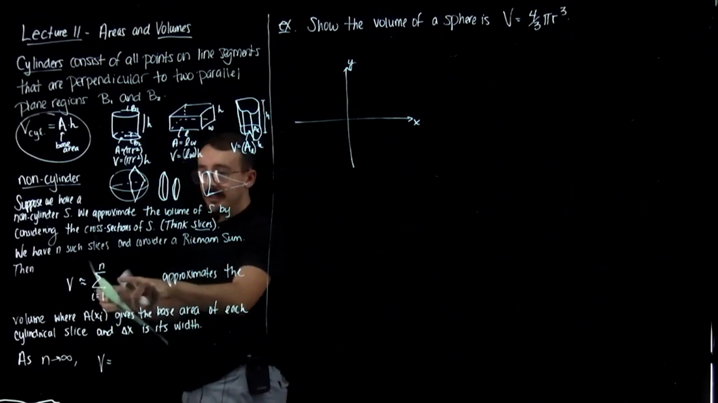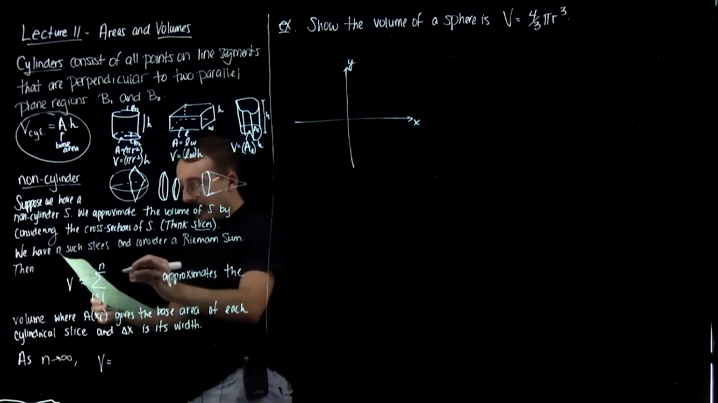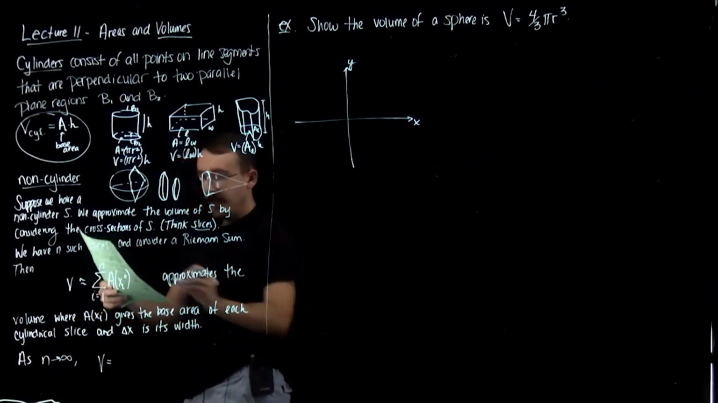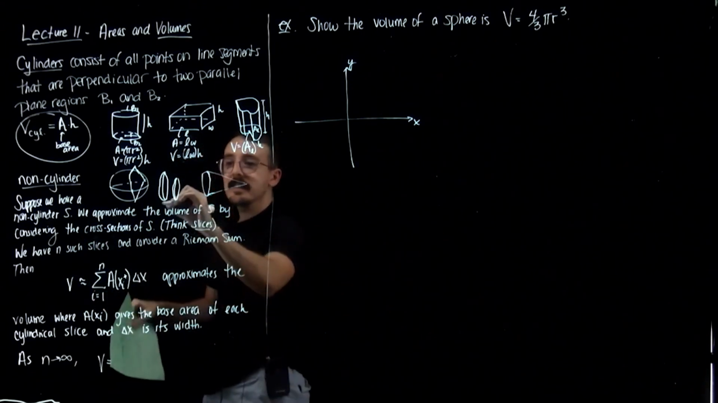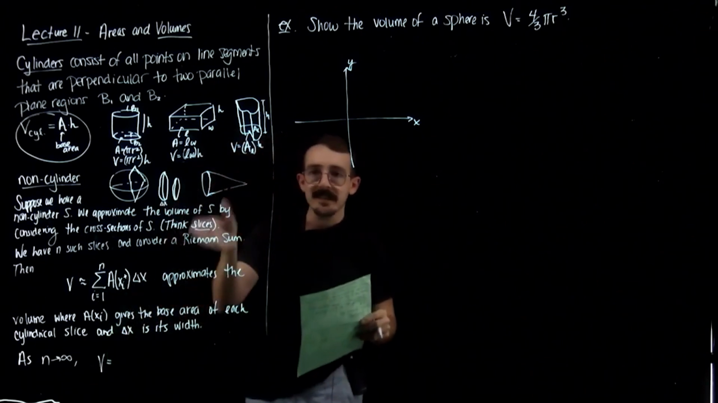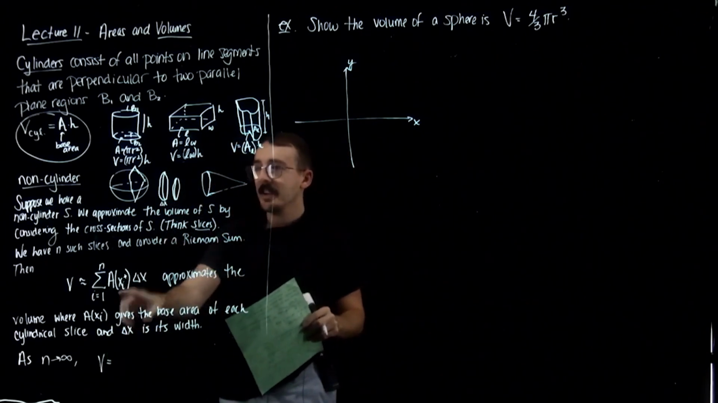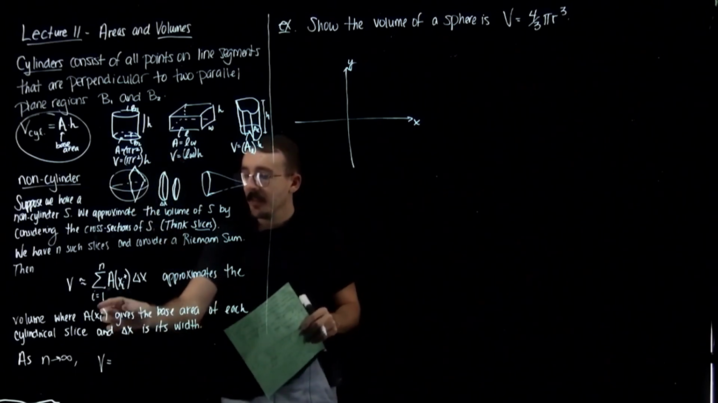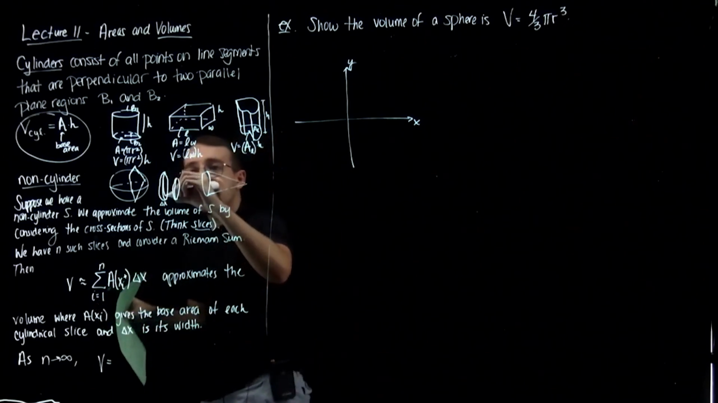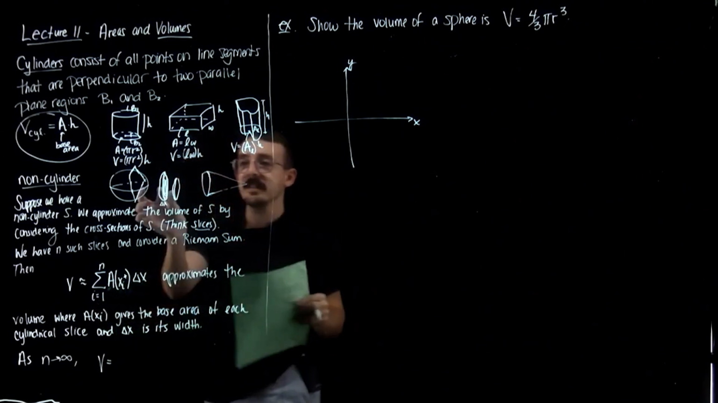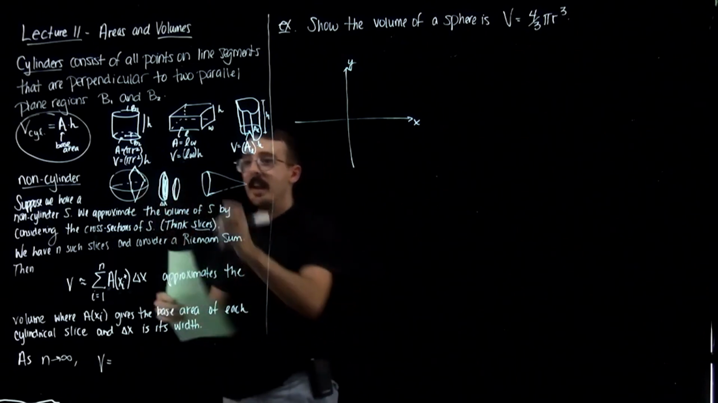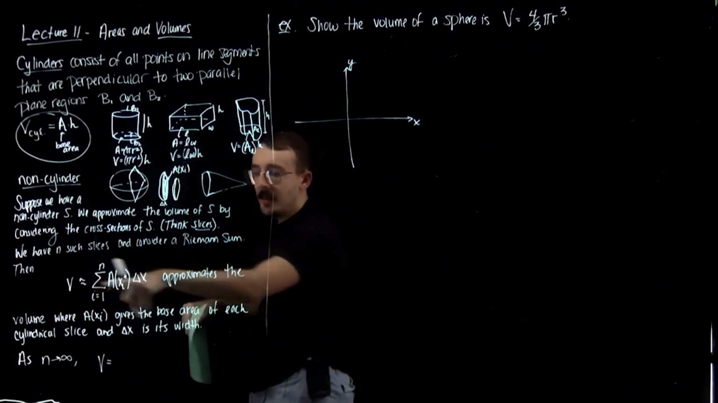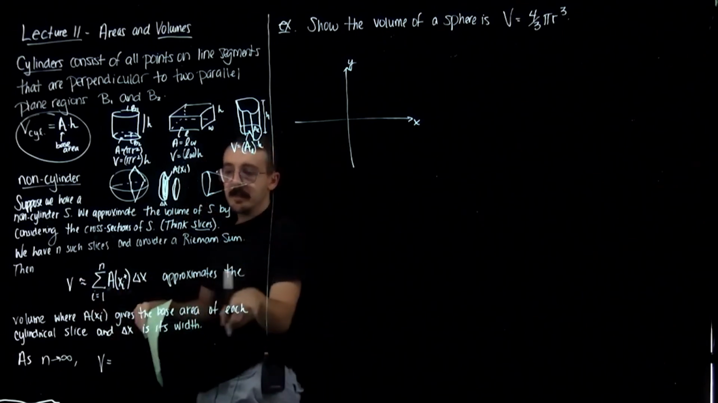So our Riemann sum is going to be the summation of A of x_i star times delta x. Delta x is basically how wide I'm making each slice of the tomato, and x_i is the point I'm picking. A of x_i is the area of the base of each of these little cylinders, because all these discs I'm cutting are cylinders. And if you sum them all together, you're going to get an approximation for the volume.